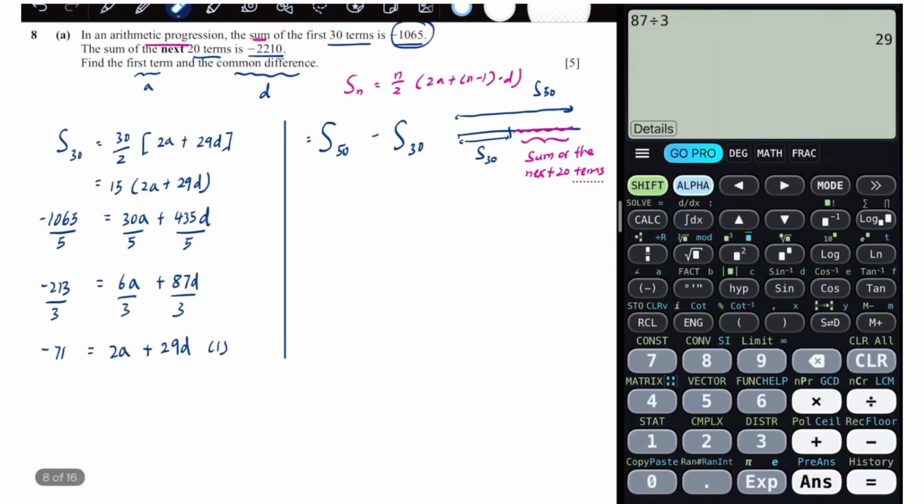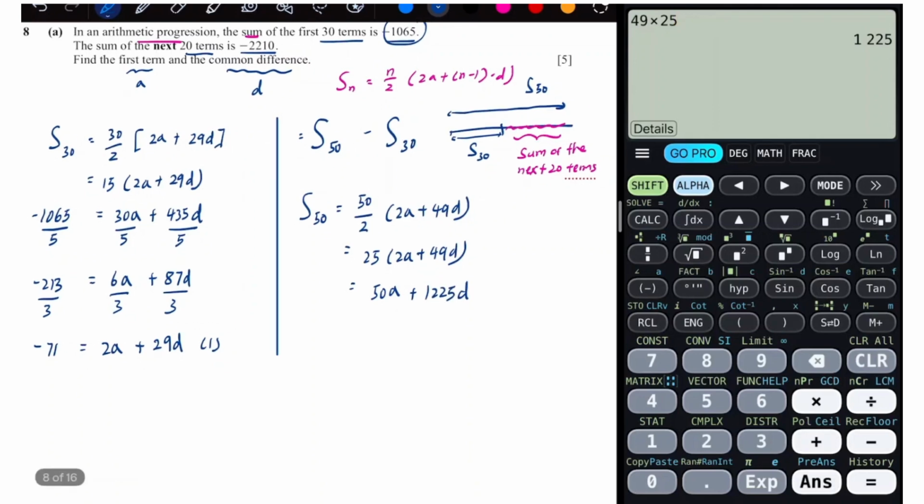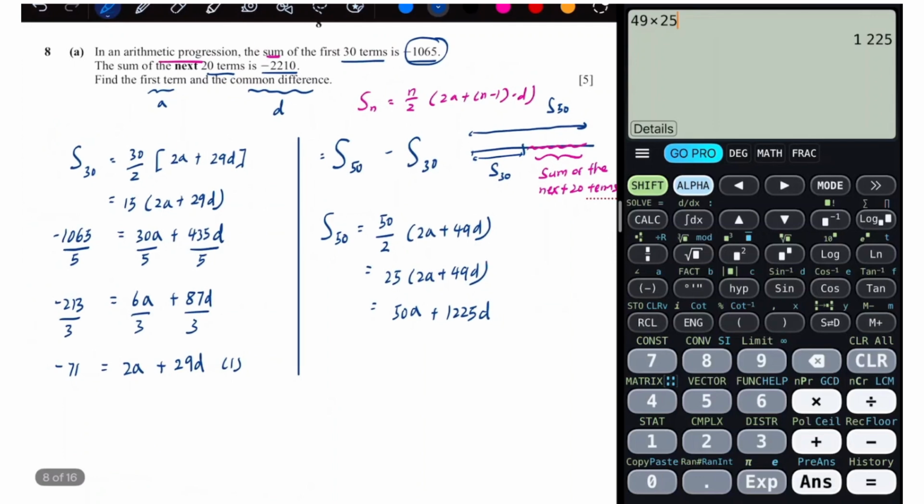Sum to 50, we can basically just use the formula again. So this is going to be 50 over 2 times (2a plus 49d). So 50 divided by 2 is 25, times (2a plus 49d). So 50a, and 49 times 25 is going to be 1225d. Since we know that sum to 30 is actually negative 1065, the whole thing will look like 50a plus 1225d, minus negative, so it becomes positive, is equivalent to negative 2210.